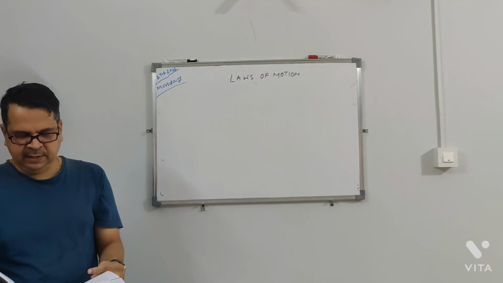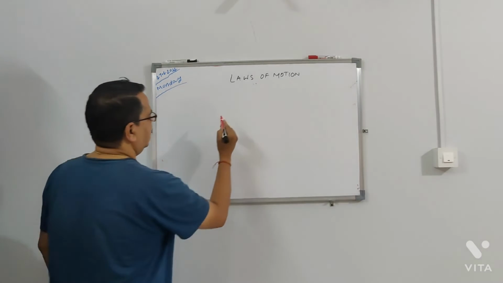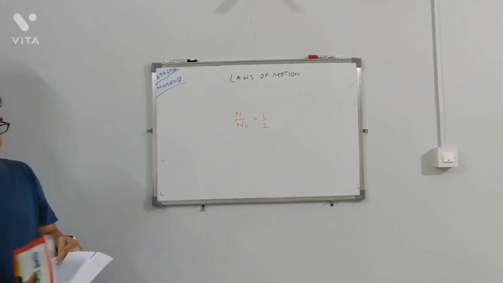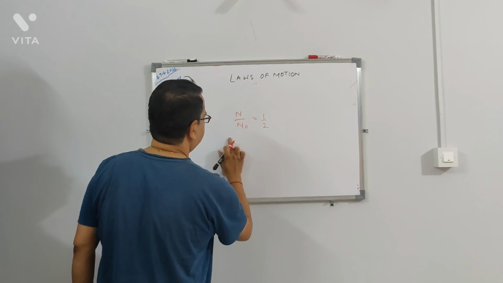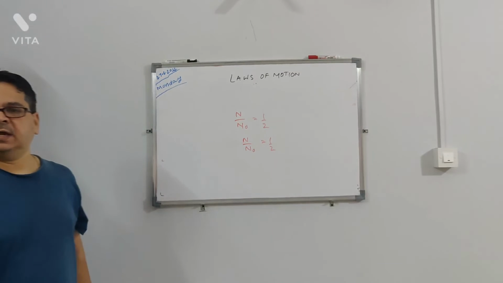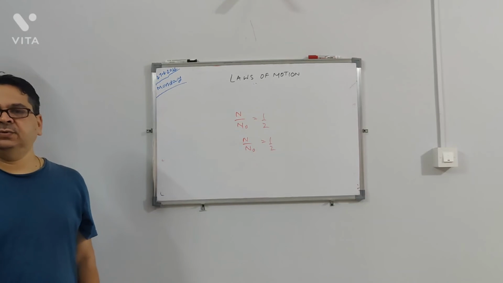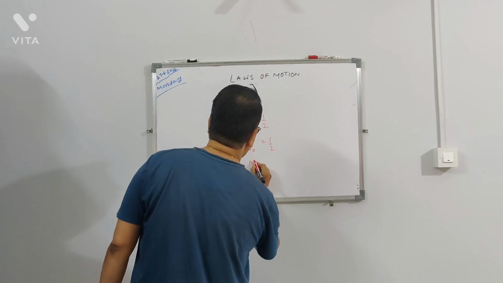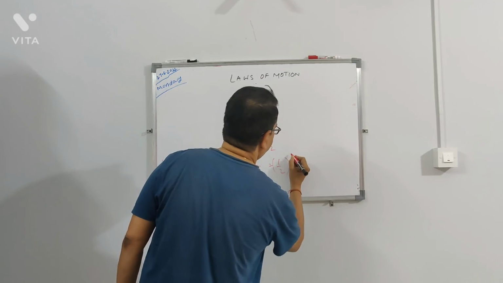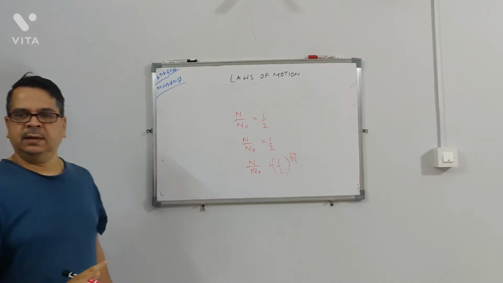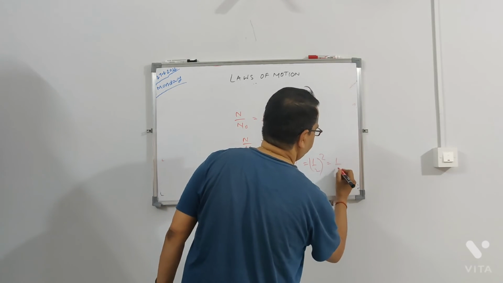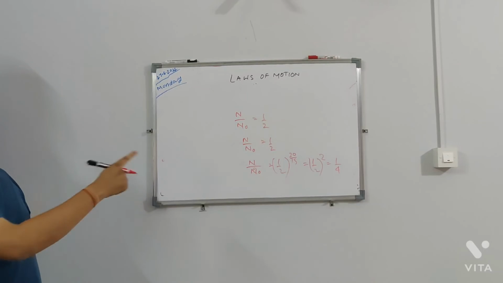A radioactive element has a half-life of 15 years. Half-life 15 years means n by n0 is equal to half in 15 years. They are asking how much will remain in 30 years. So n by n0 in 30 years will become half to the power 30 by 15, which is half to the power 2, equal to 1 by 4. So in 30 years it will become 1/4.